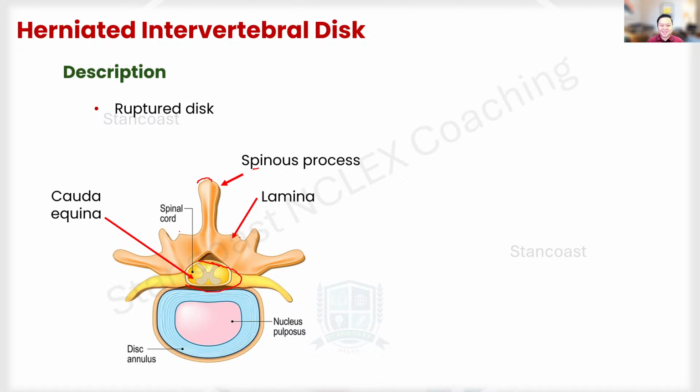Again, our main actor here is the nucleus pulposus, which is at the center, the pink colored part. All right. So again, this is the gel-like substance that can possibly herniate, including also the annulus.